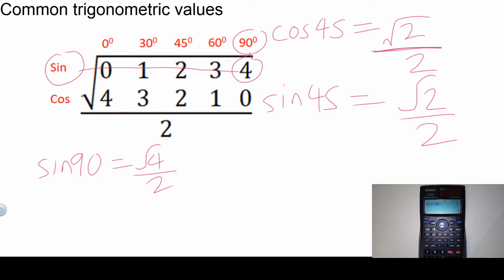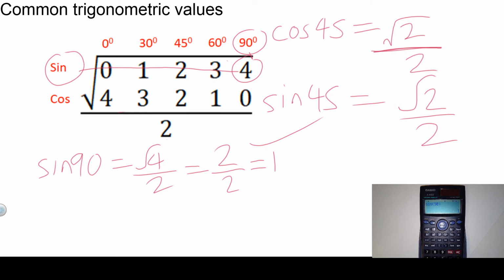And those of you familiar with the sine graph, you know at 90 degrees, that's where the graph peaks. So how is it 1 over here and I've got root 4 over 2 over here? Well, you know square root of 4 on the numerator, square root of 4 is 2. That's 2 over 2. 2 divided by 2 is just 1.